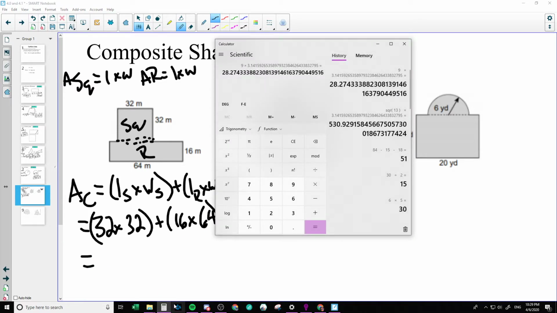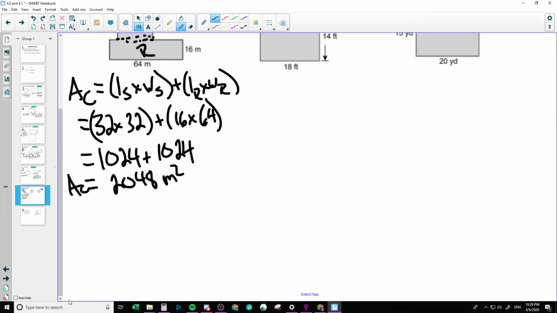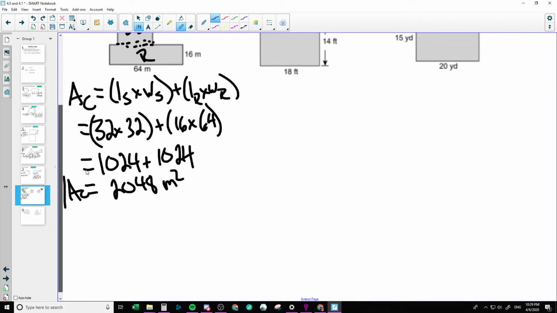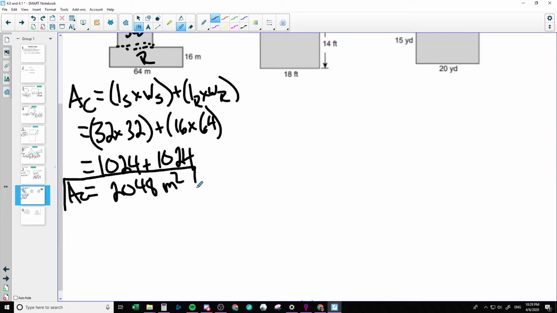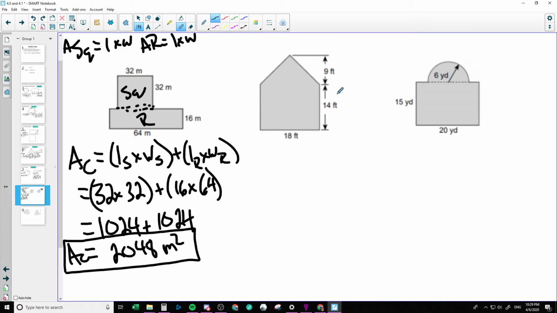Let's type this all into our calculator. 32 times 32 gives us 1,024. And when we put this one in, 16 times 64, that also gives us 1,024. Together, that gives us 2,048 meters squared is our combined area of this shape. Okay, pretty simple. Again, we're just asking ourselves what shapes make up this one.